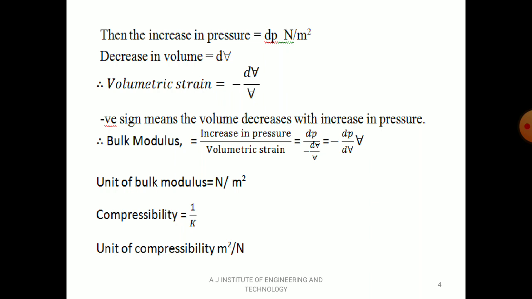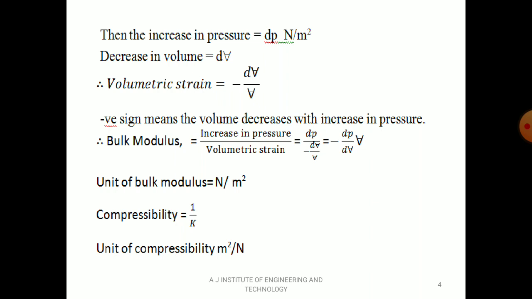The unit of bulk modulus is very important. Bulk modulus equals increase in pressure over volumetric strain. Strain has no unit, so the unit of bulk modulus is the same as that of pressure, Newton per meter square. If pressure is in Newton per centimeter square, then the bulk modulus unit also becomes Newton per centimeter square. But the SI unit of bulk modulus is Newton per meter square, so you have to remember this. I have already told about this in dimensional analysis.